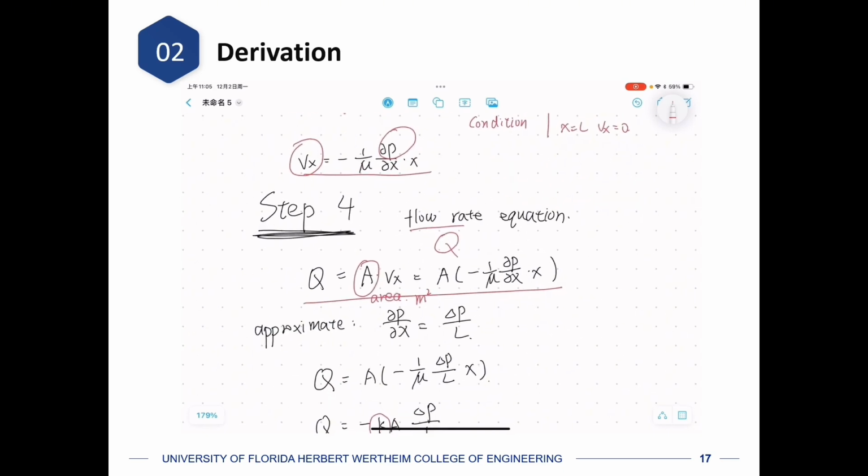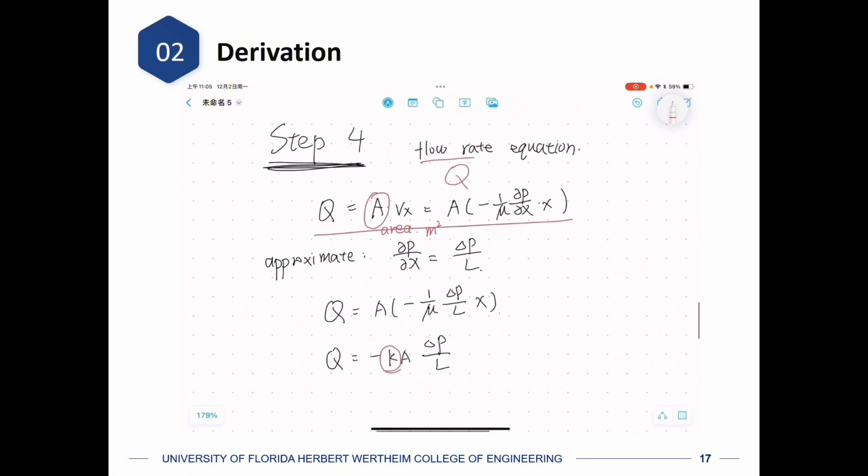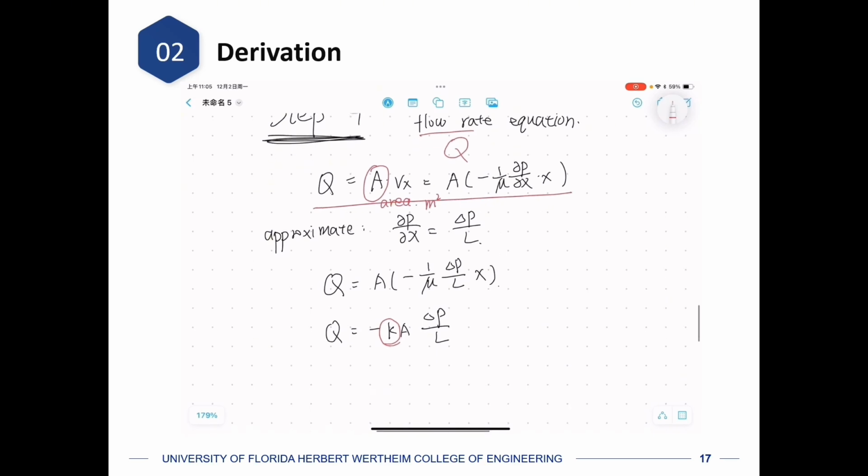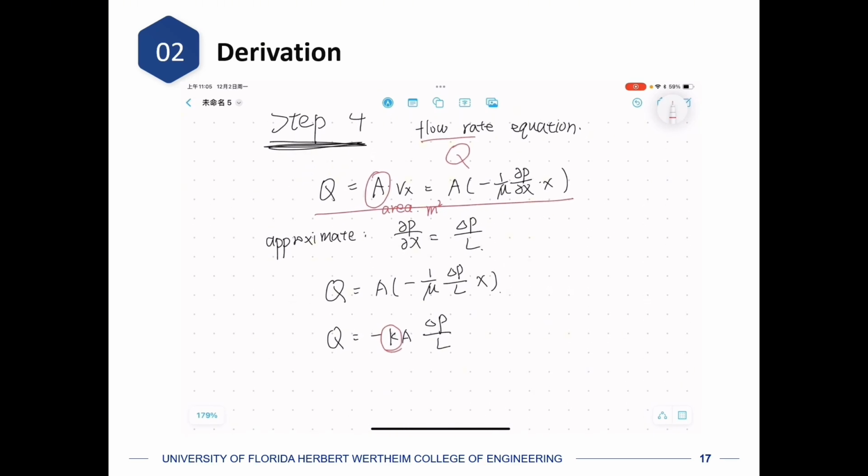As what you see in step 3, we get the relationship between velocity and pressure. So in the next step 4, we will find the equation related to the flow rate Q. The flow rate Q through a cross-sectional area A is given by this equation.